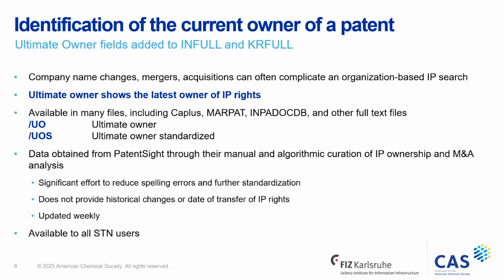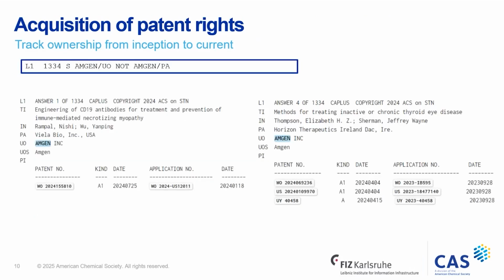You may have already started to see it, but if you didn't realize what those fields were for, this will give us more information about that. One of the ways that we might use this is to track ownership of a patent. For instance, if we search right now for Amgen/UO, as the ultimate owner, where those documents were not originally assigned to Amgen as a patent assignee, this shows what patent rights this company has acquired. If we were just looking at the original patent assignee, we'd get a more limited set.